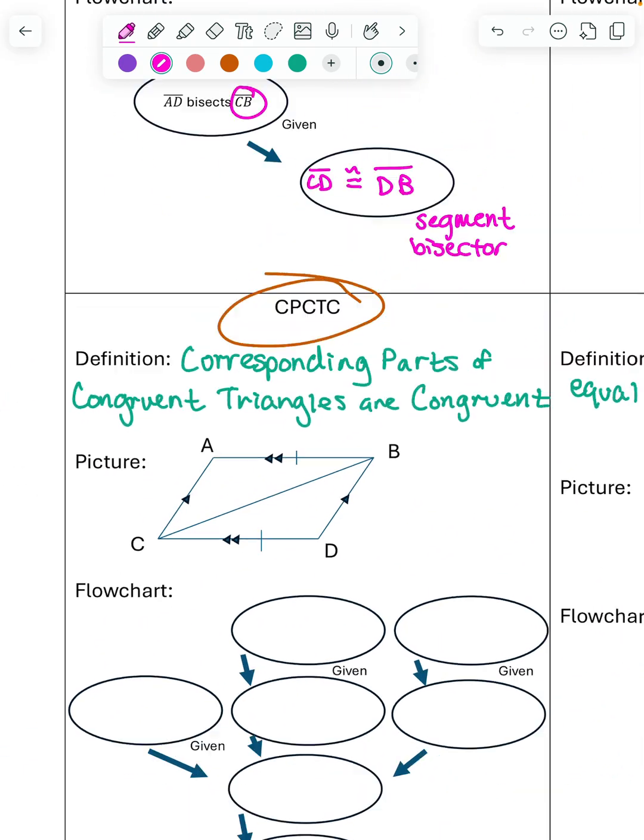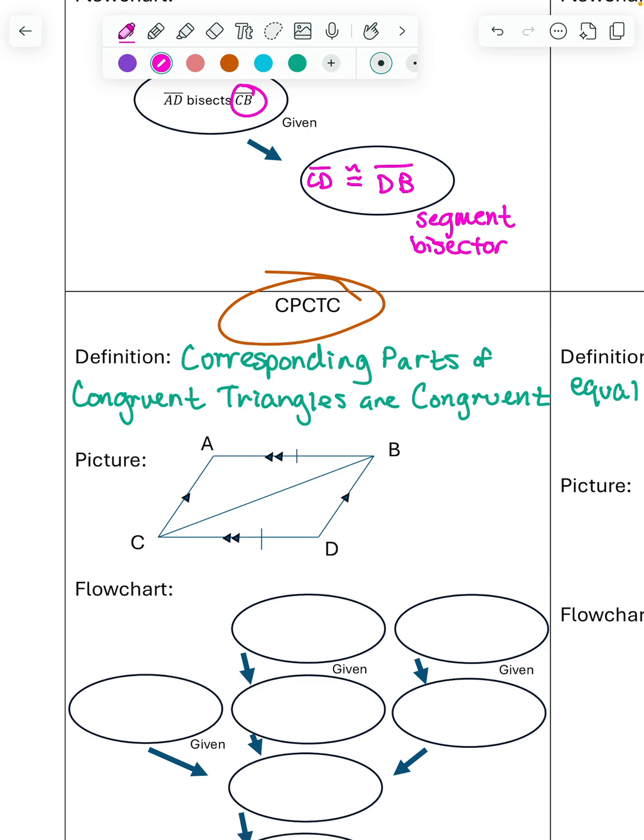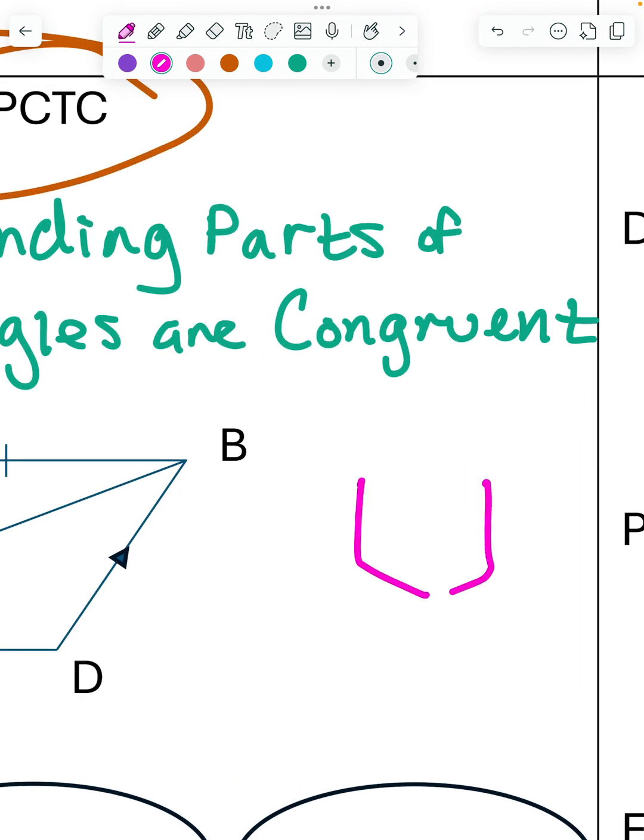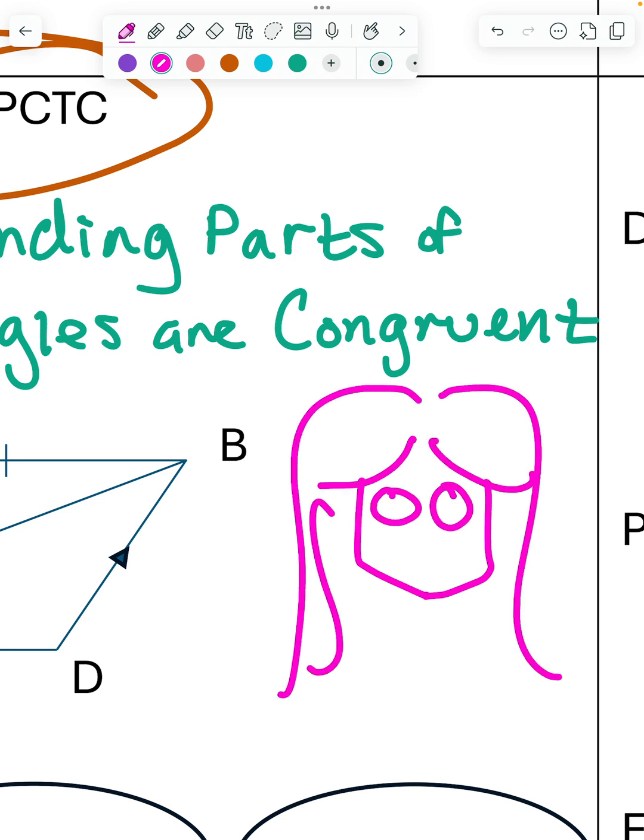All right, now CPCTC. This stands for corresponding parts of congruent triangles are congruent. That's a lot of words, but basically, let's say that I am the most beautiful person on the planet and I have a very symmetrical face. Okay, so my eyes are exactly the same, well, except they really don't look the same there. Let's say both sides of my face are perfectly symmetrical. Okay, if I were to prove that my left side of my face is equal to my right side of my face, wouldn't I also be able to say then that my left eye is congruent to my right eye?